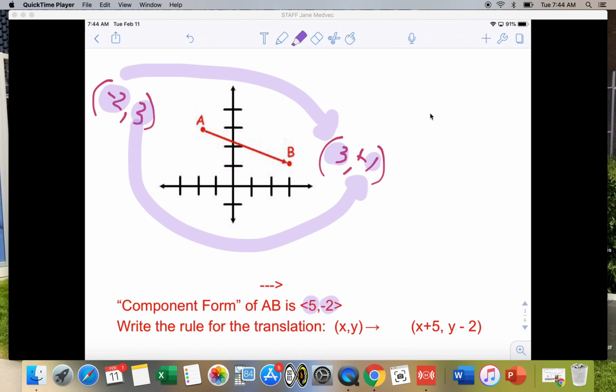So this is considered component form. And then if they talk about the rule of the translation, you'll notice that we use parentheses, and you do an x plus 5 because I added 5, and a y minus 2 because I subtracted 2.